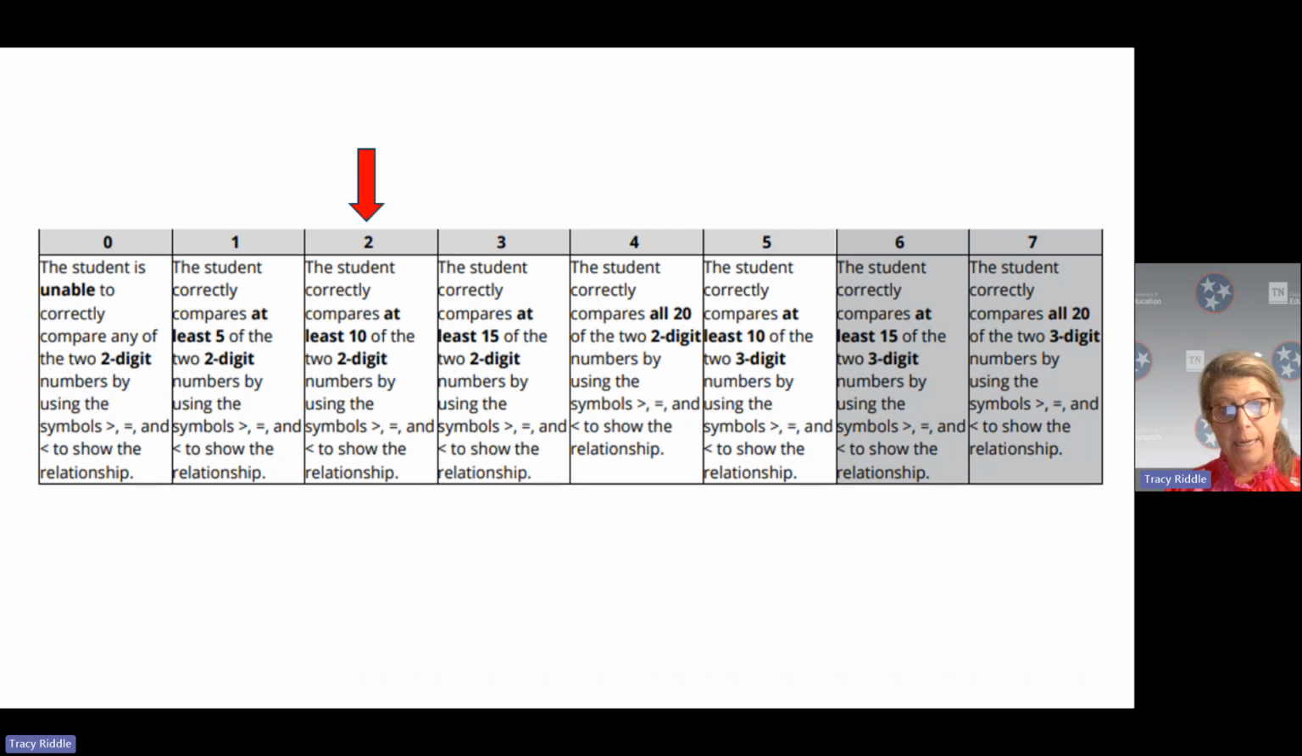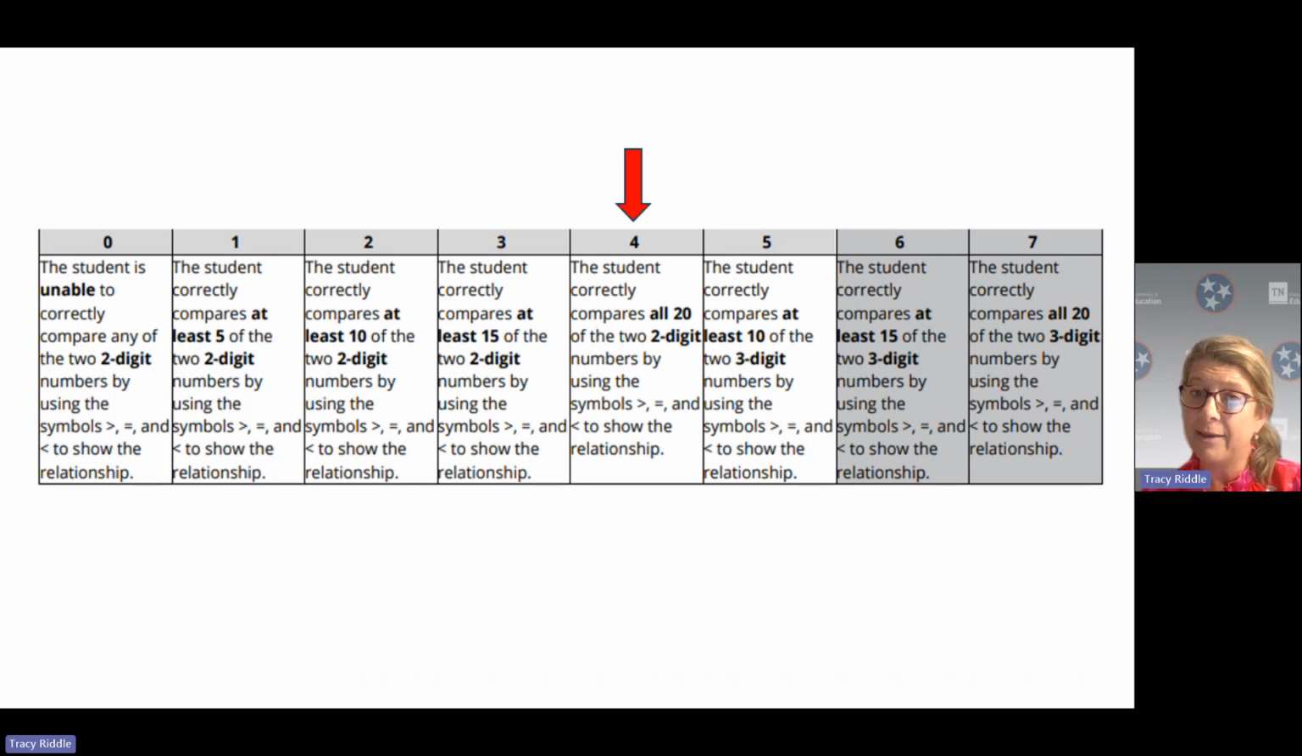Again, this is out of 20. At level 3, they are able to compare at least 15 of the 20 correctly. And at level 4, they are able to compare all 20 of those two-digit numbers correctly by using the symbols.